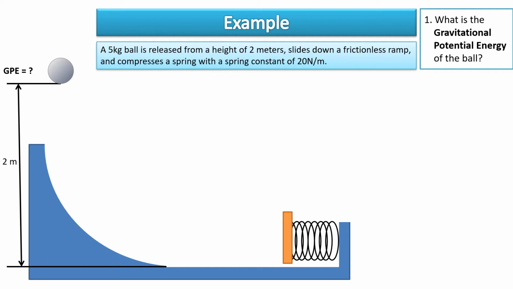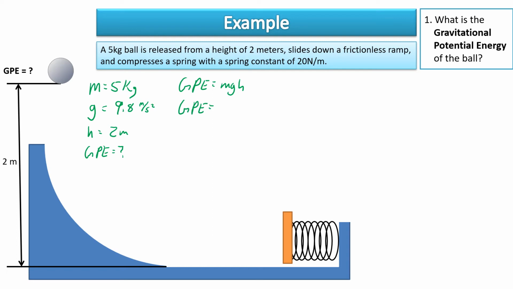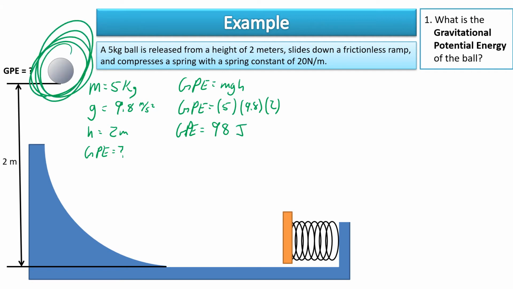So let's do that. We have the mass is 5 kilograms. The gravitational field strength is 9.8 newtons per kilogram or meters per second squared, either one. The height is going to be 2 meters. And we want to know what is the gravitational potential energy. So this is our formula, mgh. You substitute in, and the total energy, GPE, is equal to 98. What are the units? Joules.